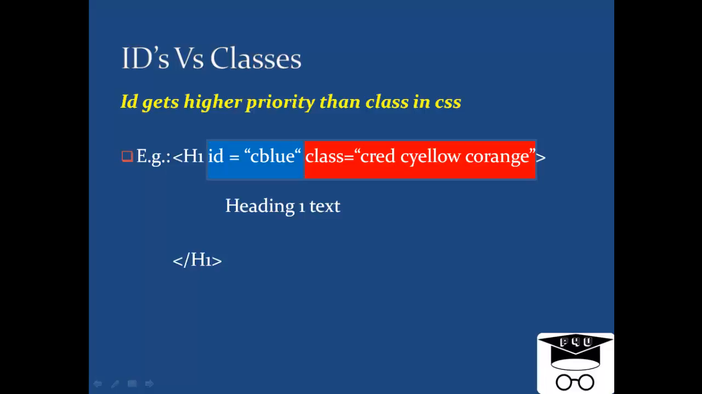Now if you use ID and class in the same element, then ID always gets a higher priority, that is, the style specified for the ID selector will have higher priority than the style specified in the class selector, right? As in the example, we have seen that ID is equal to cblue, class is equal to cred, cyellow, corange, right? So class and ID attributes are specified in h1 at the same time. So always ID will get the priority, and the style that will be applied will be according to the ID selector.